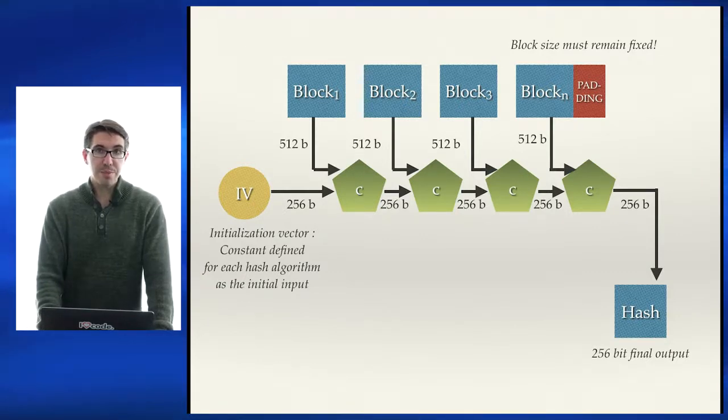256-bit output. You can notice here, every time that we call the compression function, we're getting a 256-bit output. It doesn't matter what the size of the input is. We're always going to get a 256-bit output because we're simply iterating or repeatedly running this compression function.